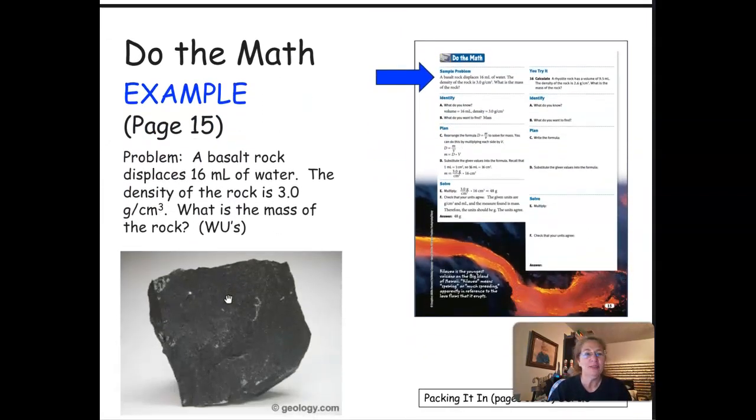Here's basalt. So if you go on to page 15, it gives you a sample problem. Work through the sample problem, pause the video, and then come back to the video when you're ready.